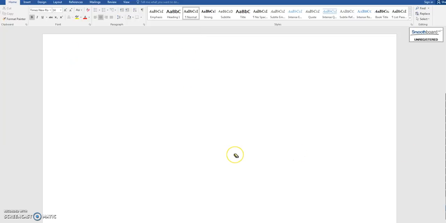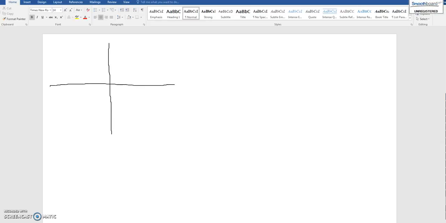Okay, let's talk about that graphically for a second. If I make a coordinate plane, and I want to think about graphing y equals x squared, we'd have something like that.